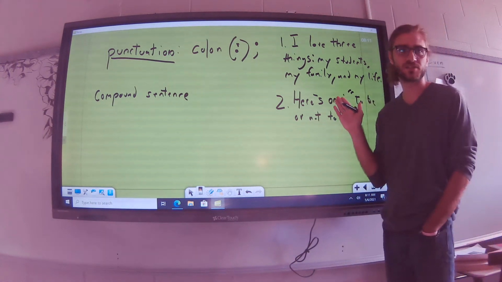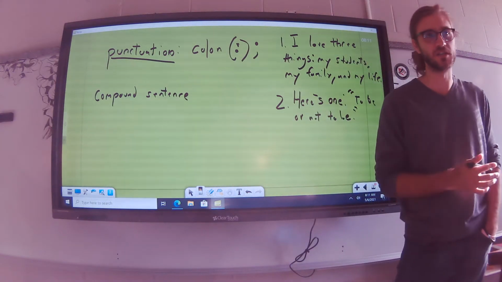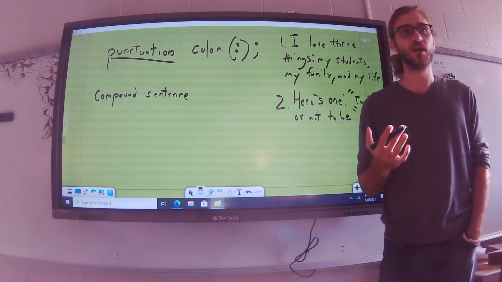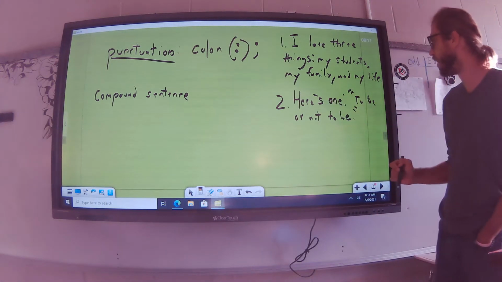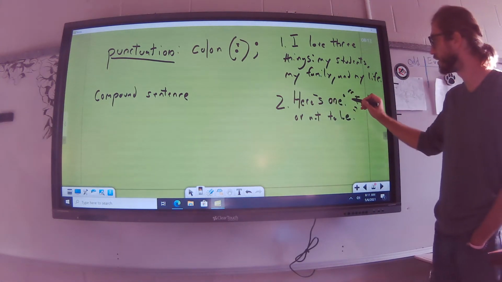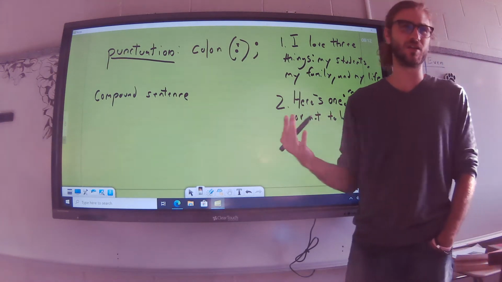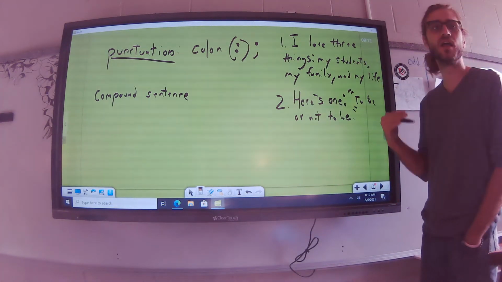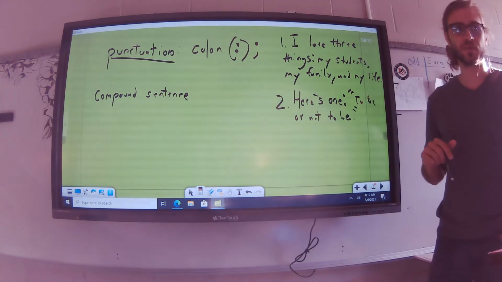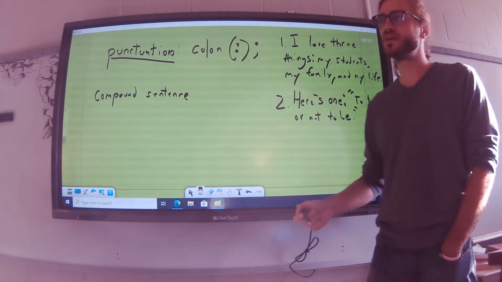You can imagine I had a sentence before this that said something like, Shakespeare's work is full of profound thoughts, period. And then my next sentence is, here's one, colon, to be or not to be, right? And that's a pretty poor sentence. I'd probably want to fill it out and say, to be or not to be, that is the question, and then period or whatever.